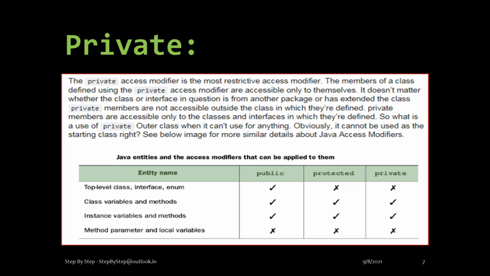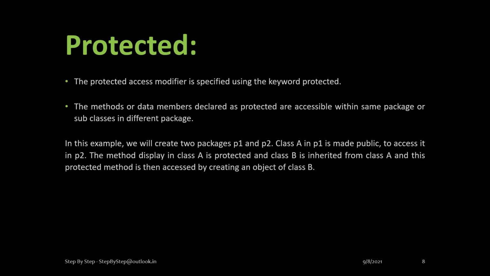Method parameters and local variables. Okay, so if you are declaring method parameters and local variables as public, protected, or private, it won't be accessible, because those are local basically, and those will be accessible within the scope of the method only.